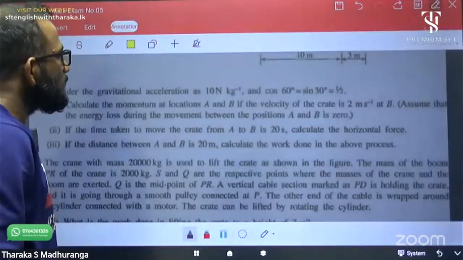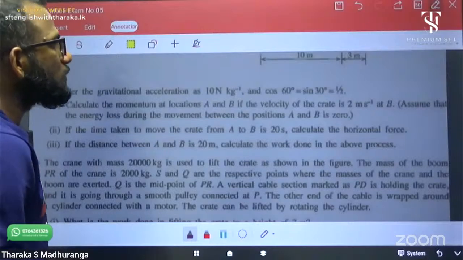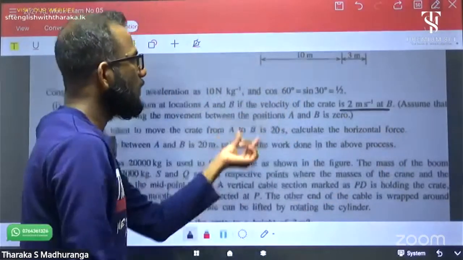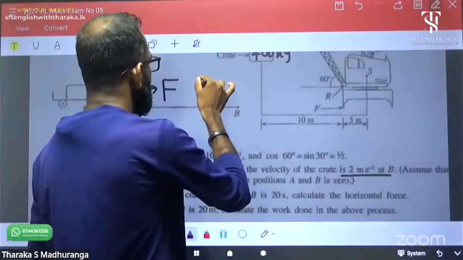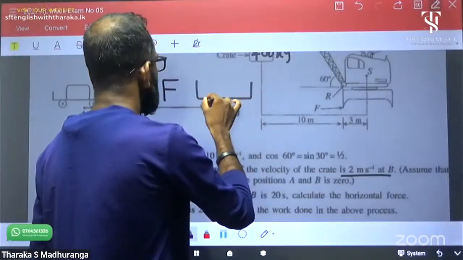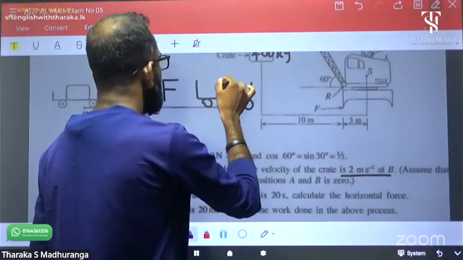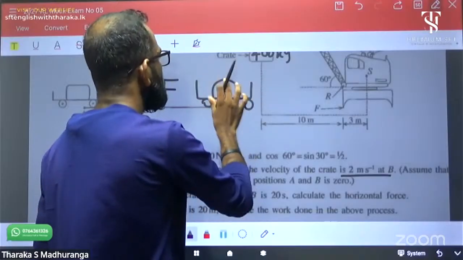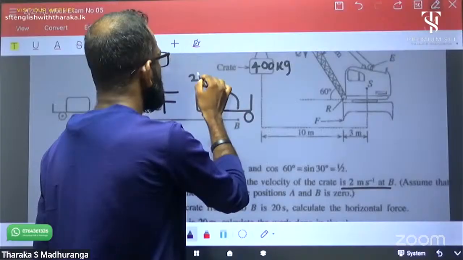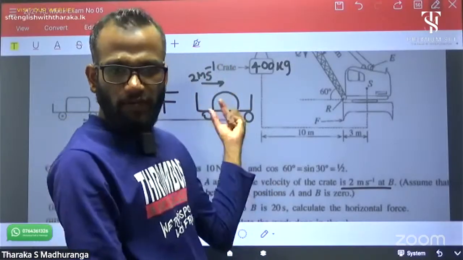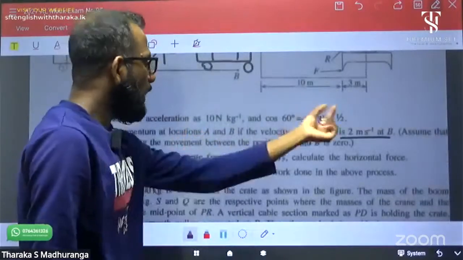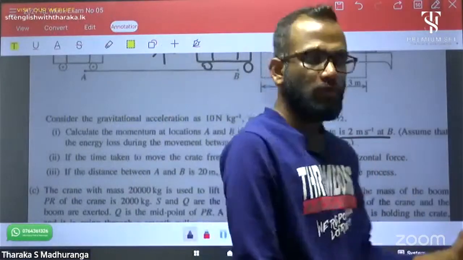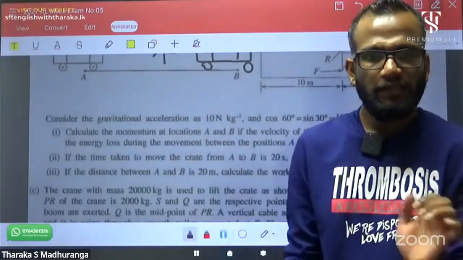Calculate the momentum at location A and B if the velocity of the crate is 2 meters per second at B. Think this is the trolley at point B and this is a crate. Its velocity is given, 2 m s^-1. Then assume that the energy lost between the position A and B is 0. There is no energy loss.